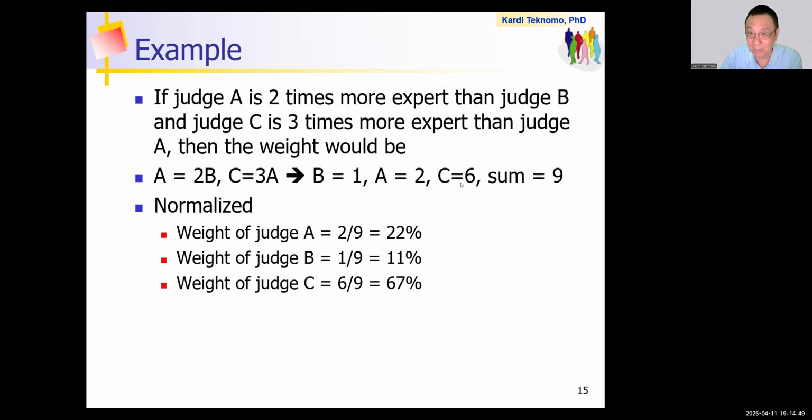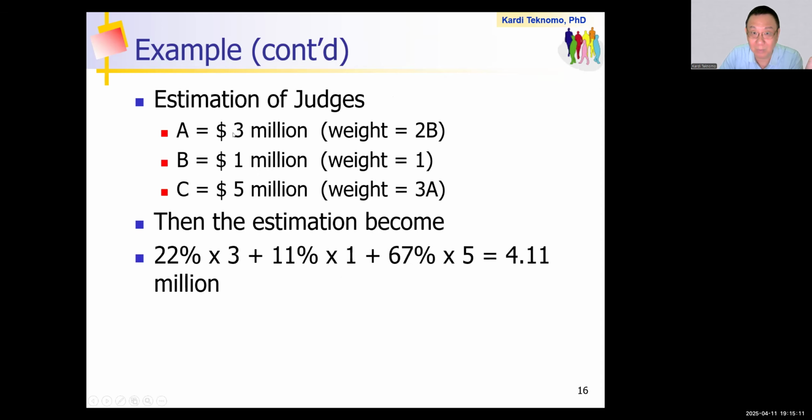So these now become the weights. To compute, it is 1 divided by the sum. The sum is 9: 1 plus 2 plus 6 becomes 9. So 1 over 9, and then 2 over 9, and 6 over 9. These are the weights for the judges. Once you know the weights, put them back to the earlier estimation. Then the estimate, instead of 3 million, now becomes 4.11.